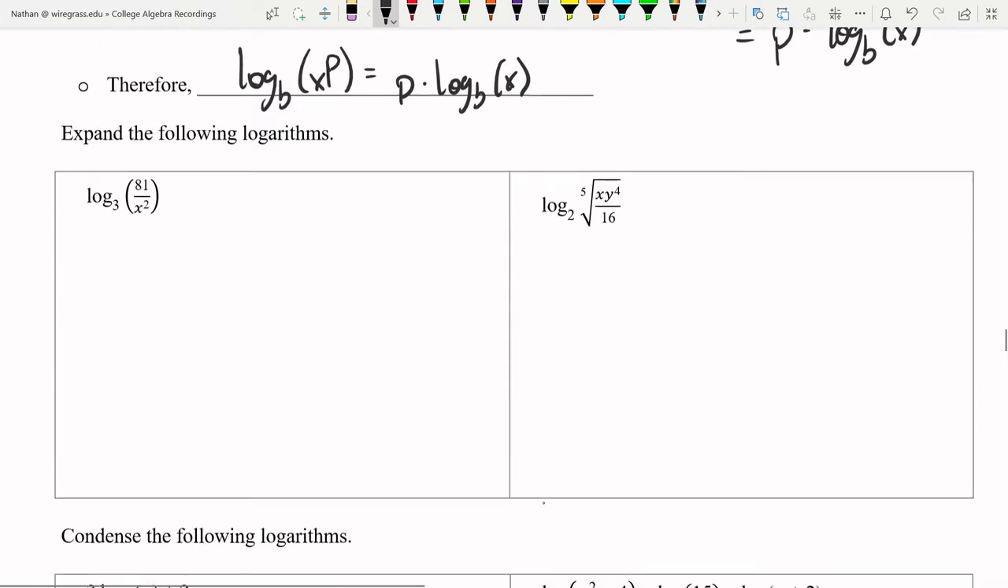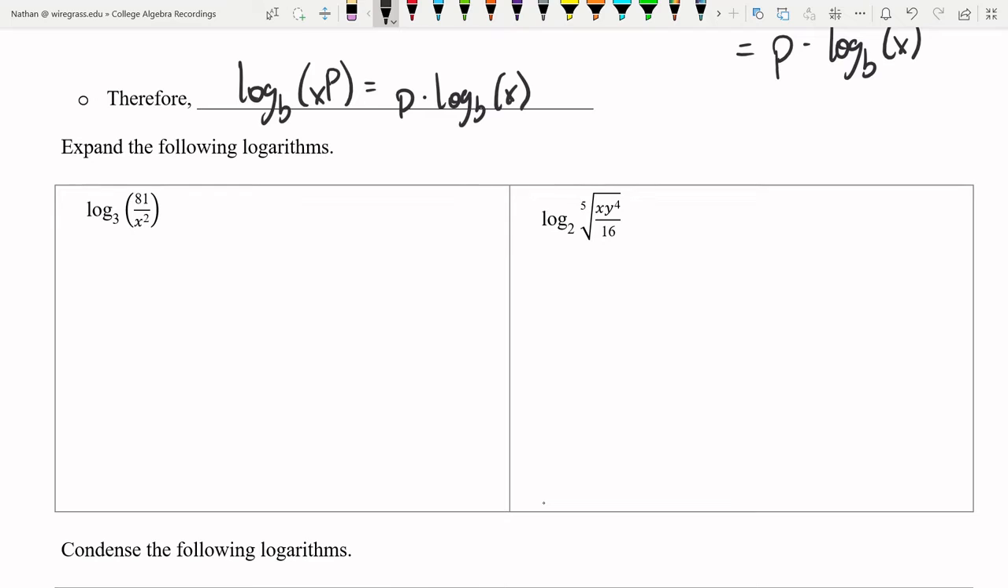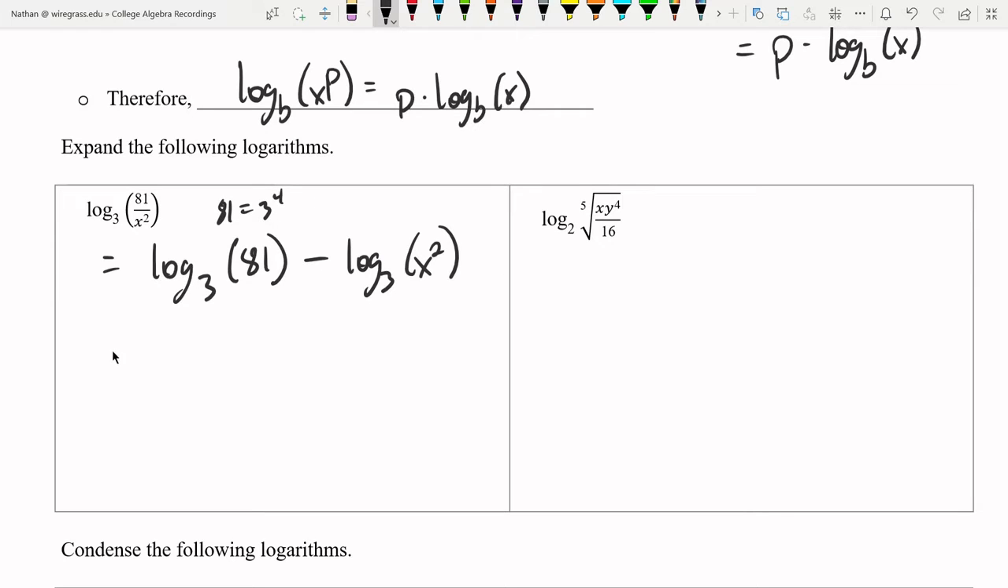Okay, let's expand these logarithms using the properties we just discussed. We're going to expand it as much as possible. So first off, I have a division here, right? x squared is dividing 81. I can break this up into two logarithms that are subtracting. It's going to be the top minus the bottom. Log base 3 of x squared, and now I can write 81. 81 is just 3 to the fourth power.